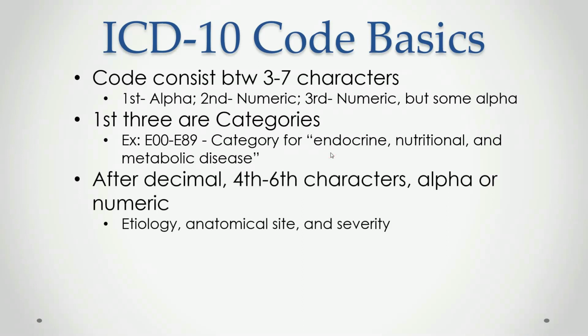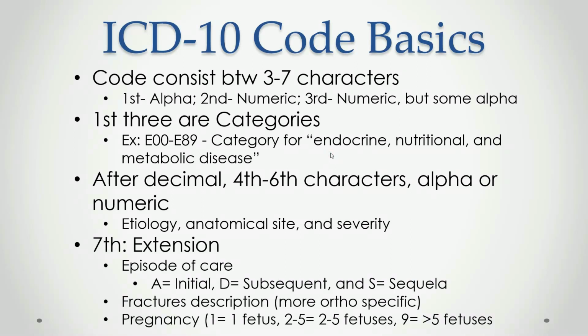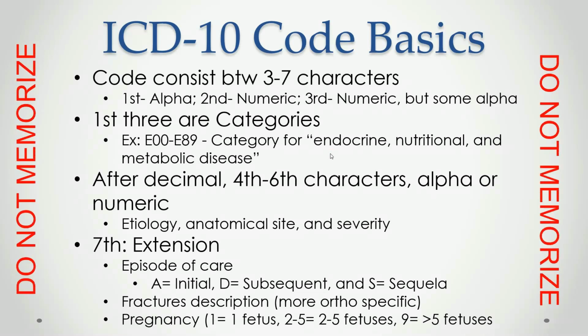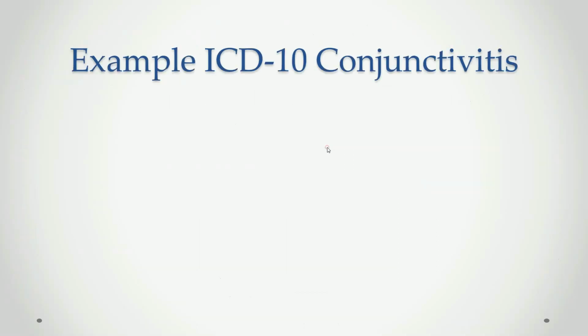After the decimal, you have your 4th to 6th characters, which can be alpha or numeric. And this once again captures the etiology, anatomical site, and severity. Finally, the 7th digit is what's called the extension. This will be important to talk about the episode of care, for example, initial, subsequent, or sequelae. It would be more specific for fractures, and it can also get really detailed as far as the number of fetuses for pregnancy. Once again, you do not need to memorize this. I just want to make sure you guys understand what ICD-10 really means as far as the code.